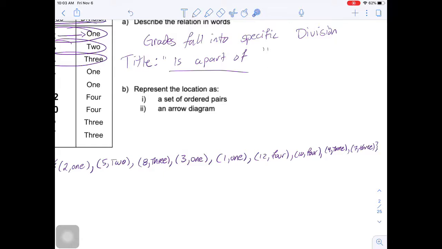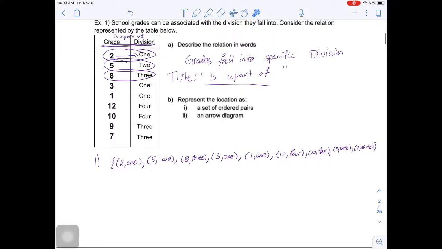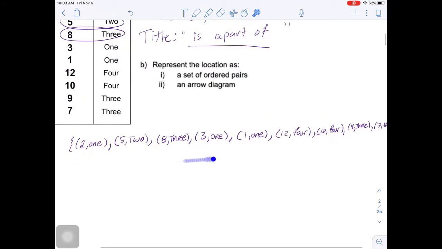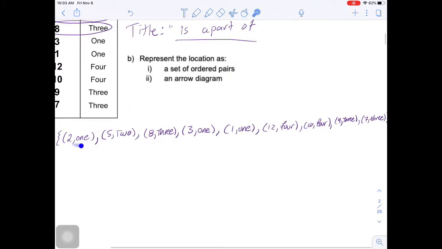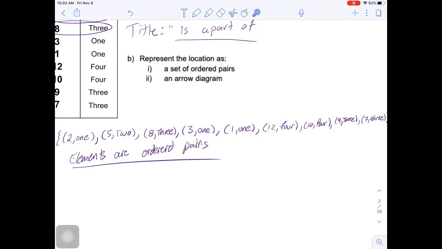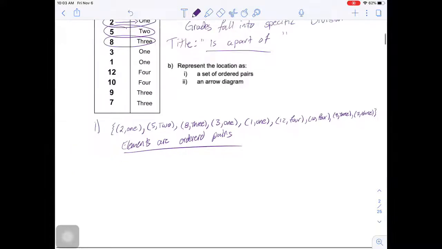And then I'm going to end off with a squiggly bracket. Now, all of these are related, and each element is actually made up of an ordered pair. So my elements here are ordered pairs. Okay, and each ordered pair shows me the grade at which I'm talking about. So like in this instance, grade 2, and the division it falls into. So 1. So it's useful to represent things in ordered pairs.